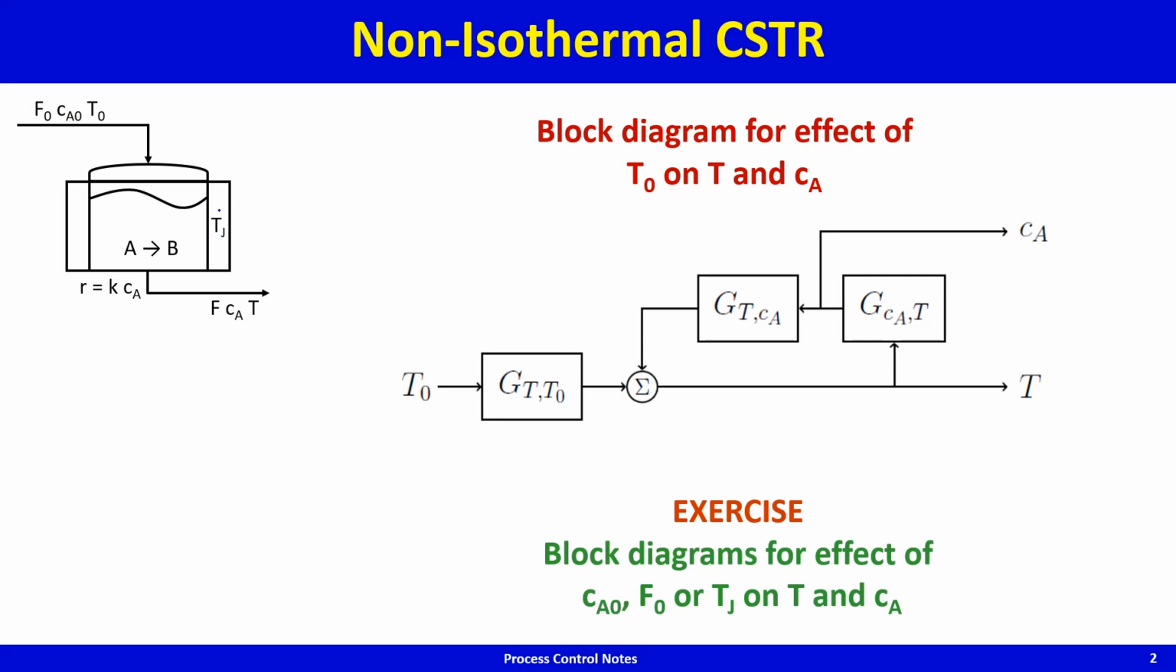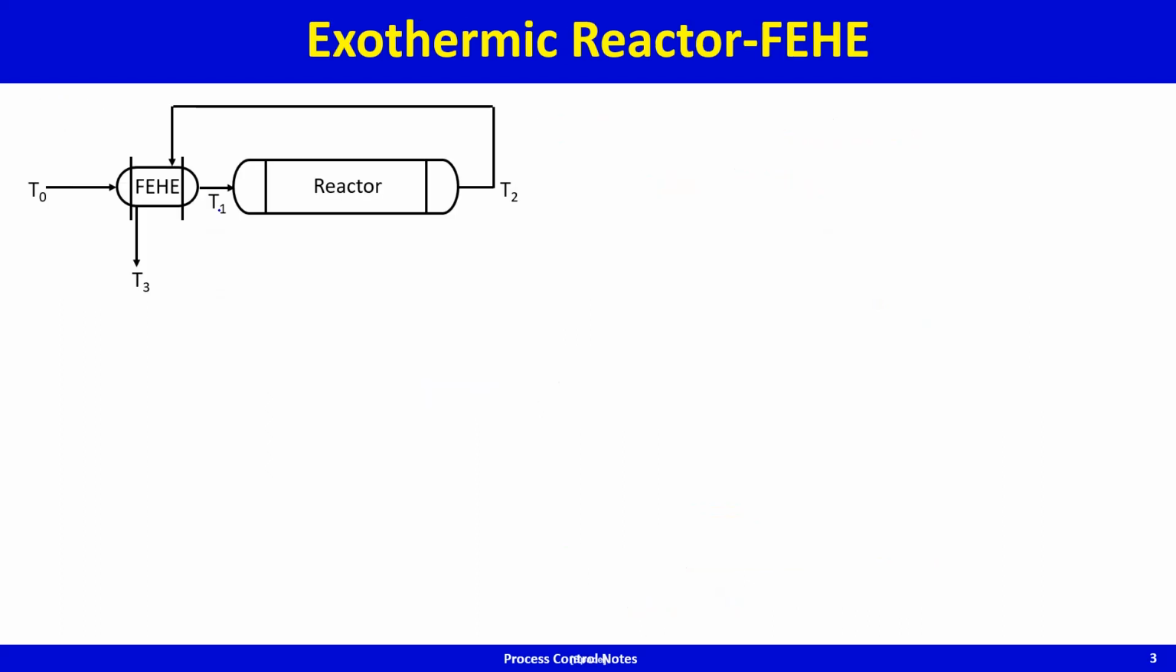Let's look at another interesting example. An exothermic reactor coupled with a feed effluent heat exchanger. This is something that is often encountered in practice. So what you have is cold feed, this is cold, going into a reactor, and the reactor is hot. Because the reactor is hot, highly exothermic reaction, the reactor exit stream is hot. So what you do is you preheat the cold feed to the reactor temperature using a process to process heat exchanger as shown here.